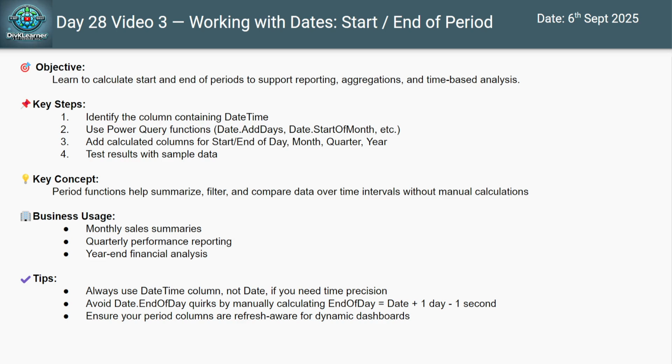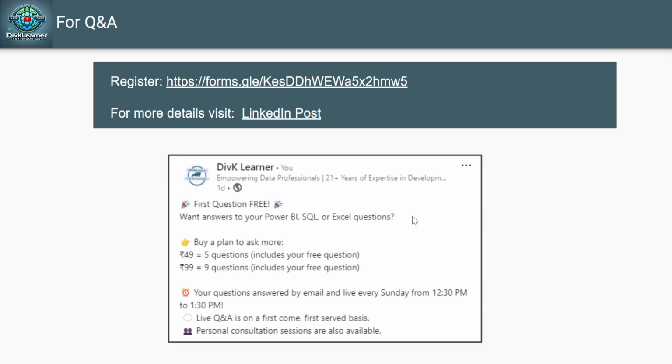The tips I've already given you: avoid date end of the day quirk by manually calculating end of the day is equal to date plus 1 minus 1 second. Or in my case, what I've done is I've used end of the day minus 1 second. Ensure your period columns are refresh aware for dynamic dashboard. If you want to do that, it should automatically update. Always use date time column, not date, if you need time precision. So these are the things that we are talking about.